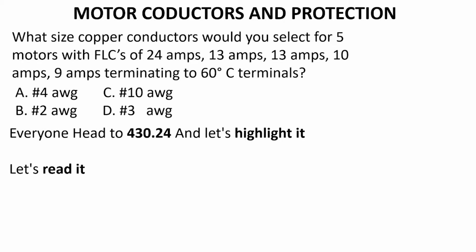So what it's saying is you take the largest motor, go ahead and multiply it by the 1.25, and then you total up all the other motors together and treat it as one new motor. And then you're going to add those two numbers back together, and that is going to be your load for your ampacity for sizing your conductors. Now we're going to go through how to do this.